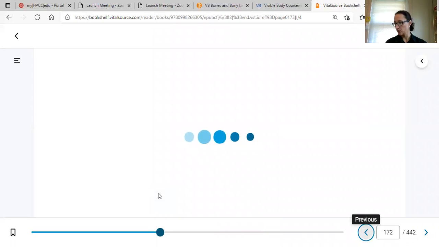All right, so let's go back a page or 2 and talk about the vertebrae specifically.